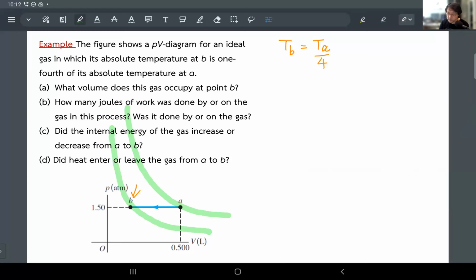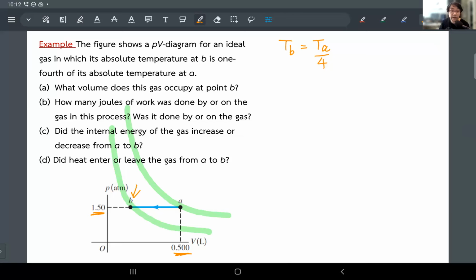Can you figure out? You say that's no big deal because we can actually read out the value on the diagram. Okay, so let's take a look at this. You know the volume at A is 0.5 liter. You even know the pressure at both A and B because this one is an isobaric process. You can see it's just a horizontal line, so the pressure does not change.